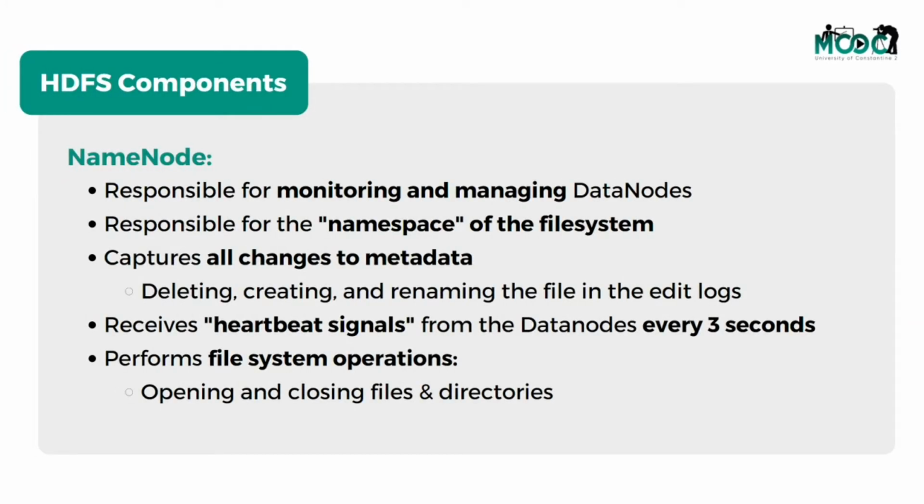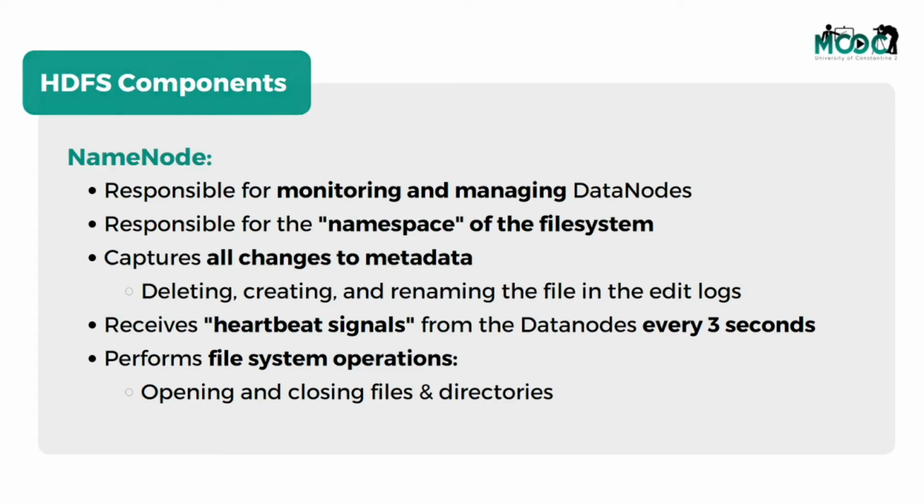So from what precedes, let's define the responsibility of each component in our architecture. We have the name node. The name node is responsible for monitoring and managing the data nodes. It is responsible for the namespace of the file system, and it captures all the changes to metadata, such as deleting, creating, and renaming files, in the edit logs. It also receives heartbeat signals from the data nodes every 3 seconds, and it performs file system operations such as opening and closing files and directories.